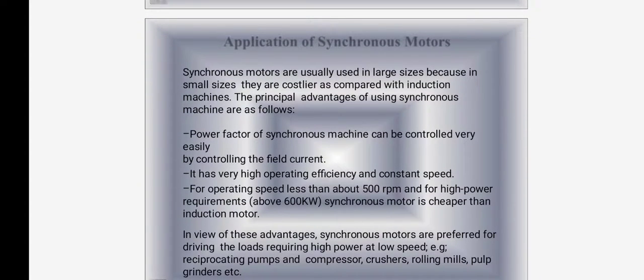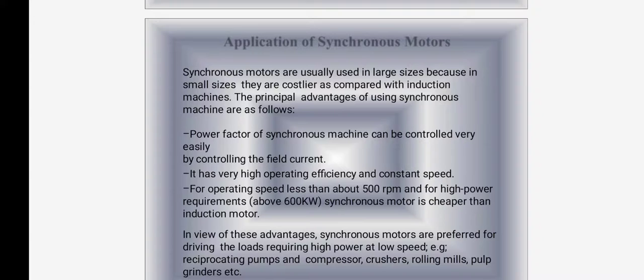Then what are the applications of the synchronous motor? Synchronous motors are usually used in large sizes because in small sizes they are costlier compared with the induction machine. The principal advantages of using synchronous machines are as follows. The power factor of synchronous machines can be controlled very easily by controlling the field current. It has very high operating efficiency and constant speed.